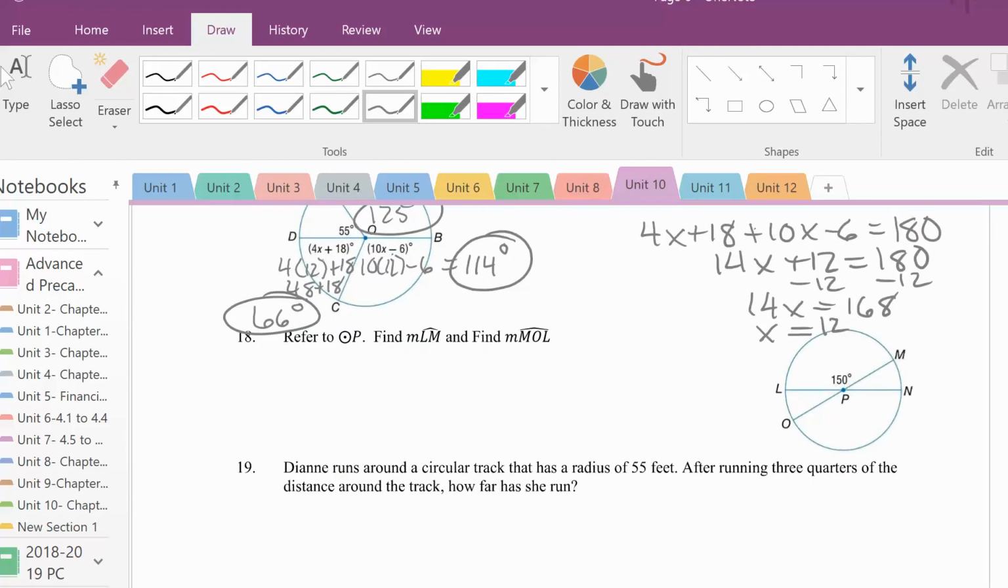So it says here, number 18, refer to circle P. So the measure of arc LM is equal to the central angle, so that's 150 degrees. MOL is all the way around, so that's 360 minus 150, which gives you 210 degrees.